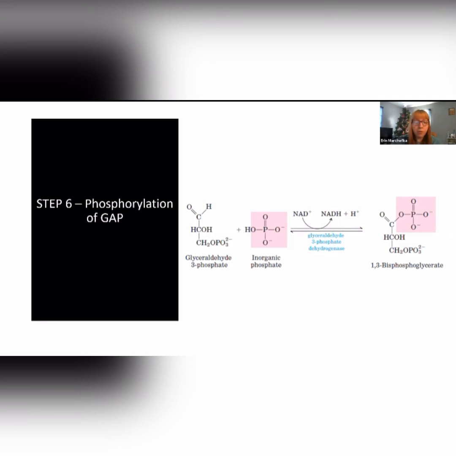So in this step, the starting molecule, glyceraldehyde 3-phosphate, is oxidized at the aldehyde group. NAD+ is reduced to NADH, and then an inorganic phosphate is added. The molecule formed at the end is 1,3-bisphosphoglycerate. This is really important because the phosphorylated aldehyde group is a high energy group called an acyl phosphate. This is the molecule that continues on into the next step of glycolysis.